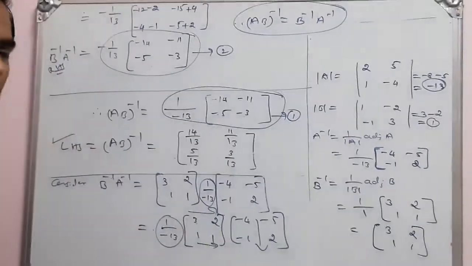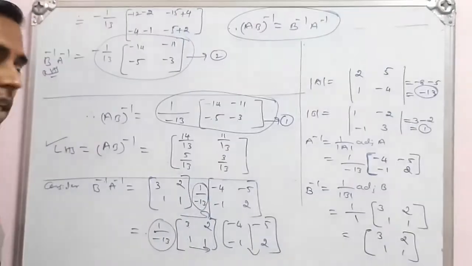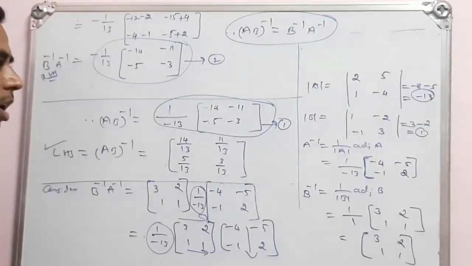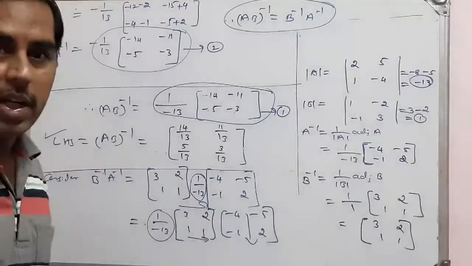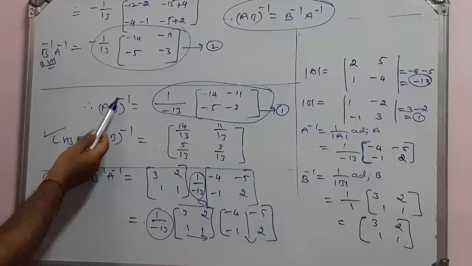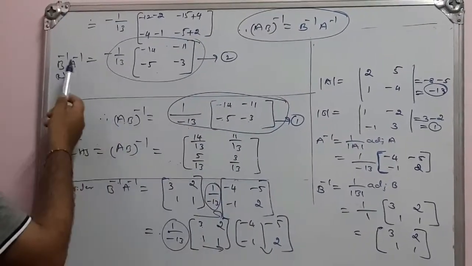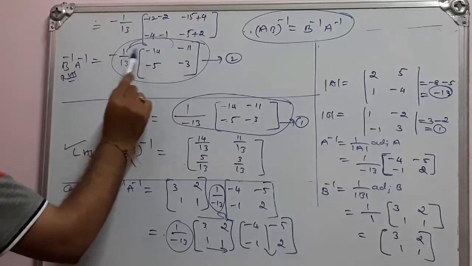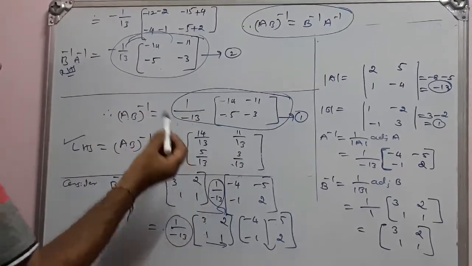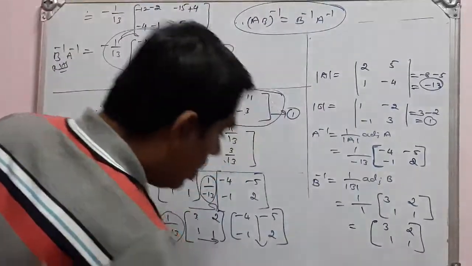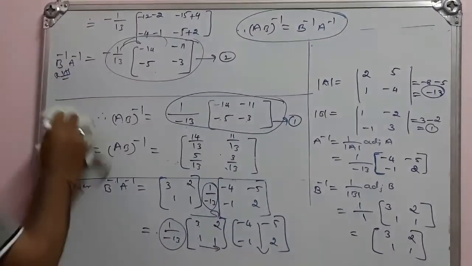Okay. So I have taken an example of a 2 cross 2 matrix. You can do it by taking 3 cross 3 matrices also. I have considered one example where I have shown that AB inverse is equal to B inverse, A inverse. If I multiply every element by minus 1 by 13, I will get the same matrix here. Okay. So this is all about the theorem.